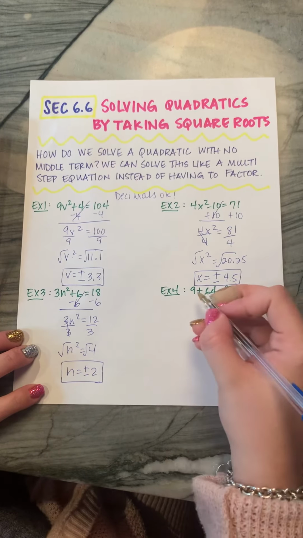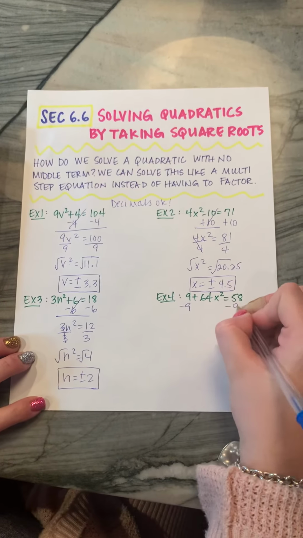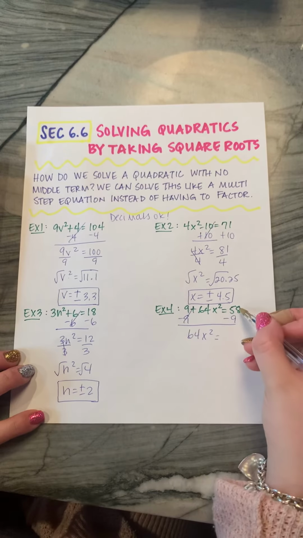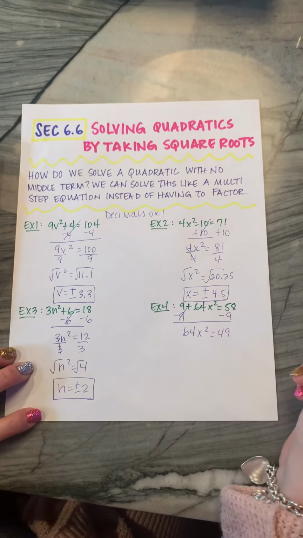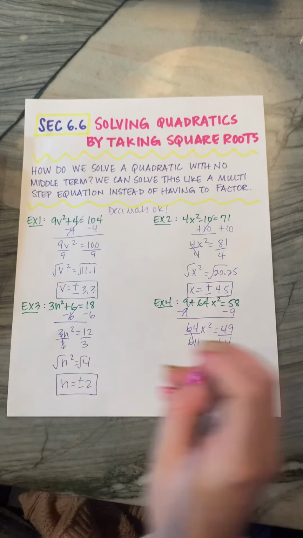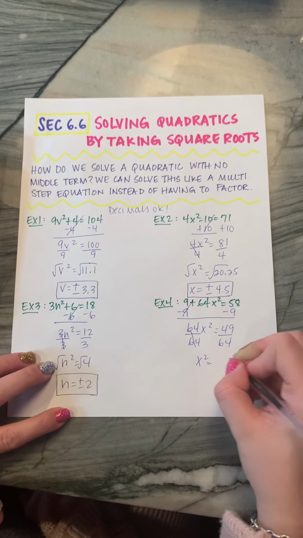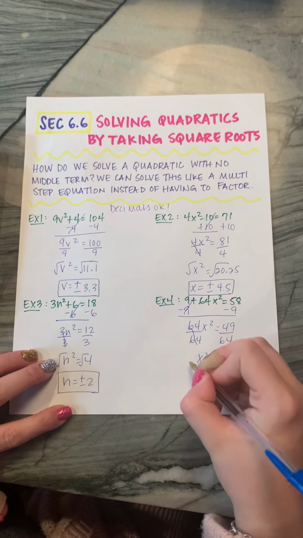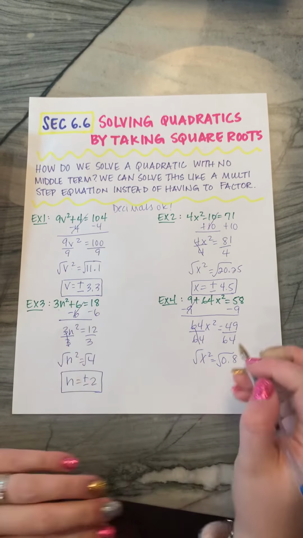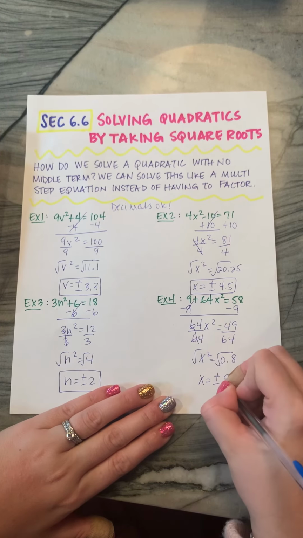And final problem here, we have the 9 first, so it doesn't matter what order these are in, we still get rid of the number not attached to the variable. So I can bring down 64x squared, 58 minus 9 is 49, but I want to divide by 64 next because that was attached to the variable. And 49 divided by 64 is going to round to 0.8, and then I'm going to take the square root of 0.8. So x is going to equal plus or minus 0.9.